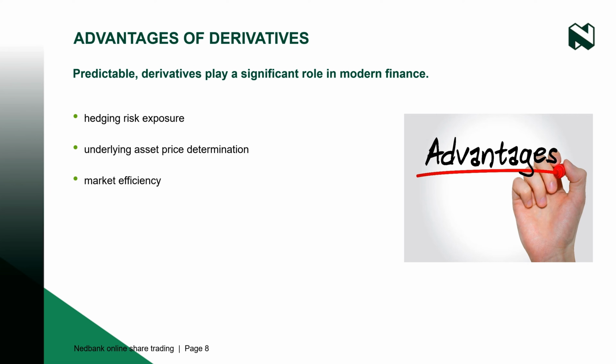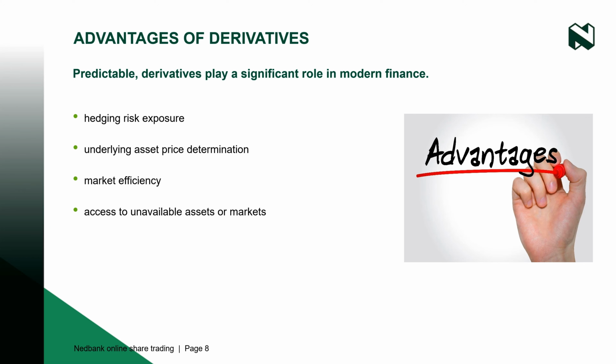Thirdly, market efficiency. The use of derivatives increases the efficiency of financial markets. By using derivative contracts, one can duplicate the payoff of the assets. Therefore, the prices of the underlying asset and the associated derivative tend to remain in the equilibrium, reducing arbitrage opportunities.